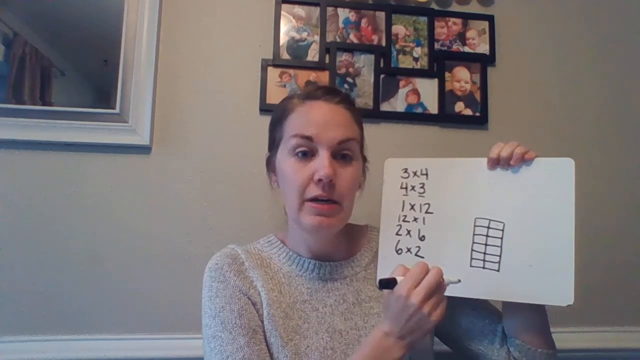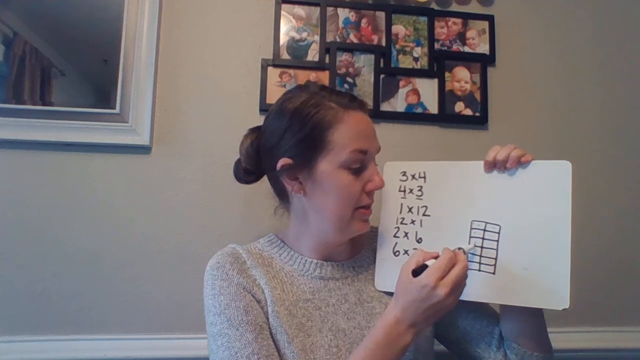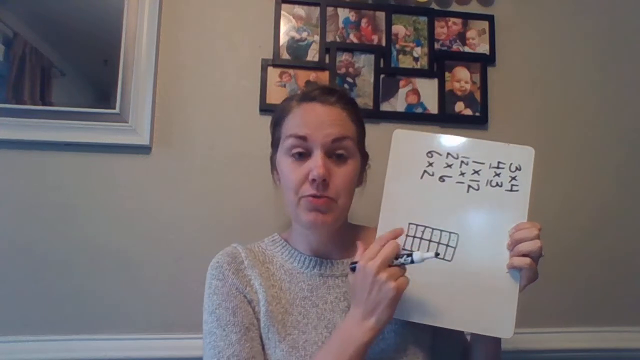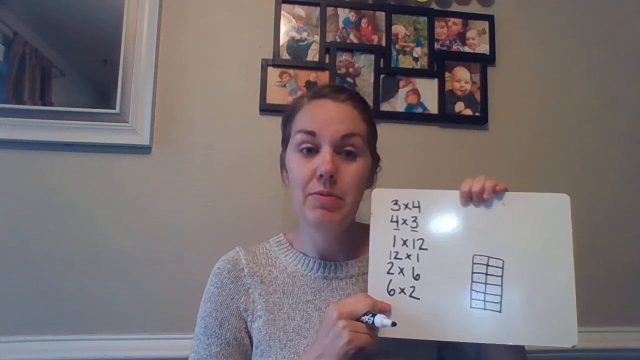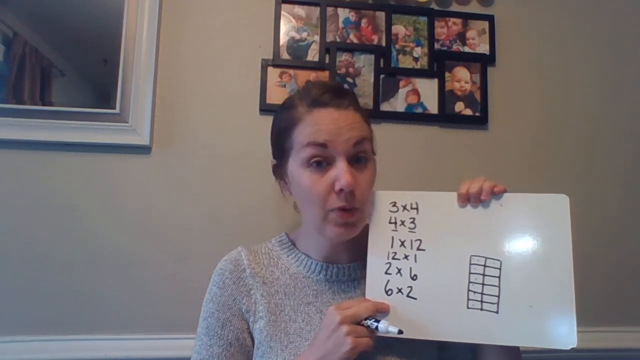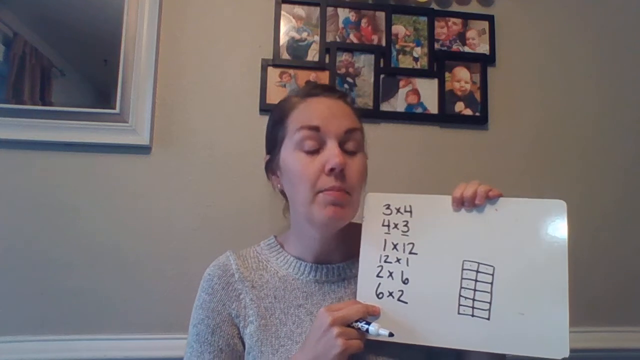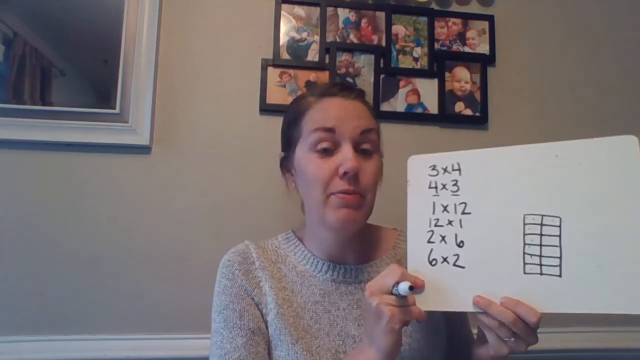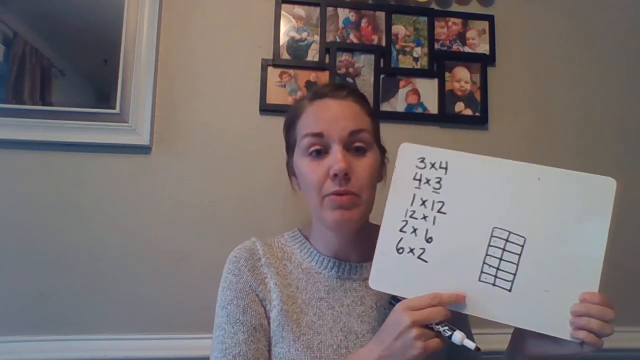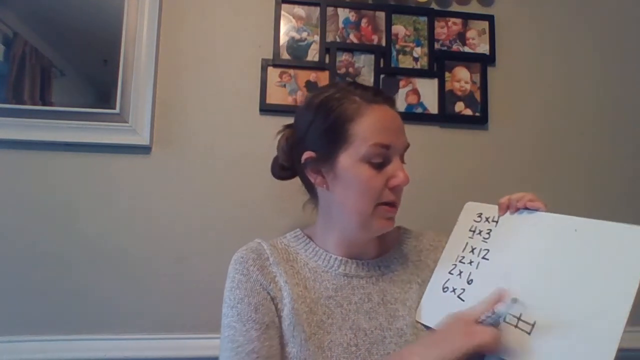I have 2 in each row, and I have 6 rows. But then 6 times 2, I would have 6 in each row and 2 rows. So again, the numbers that we're using would be like a fact family. They both equal 12, so we're still using 12 tiles. But the way we orient it, the shape of our rectangle is going to depend on the order. So order doesn't matter when we multiply and find the product, but it does kind of matter when we are talking about orientation of our rectangles. All right, so 2 and 6 and 6 and 2 would be another option.